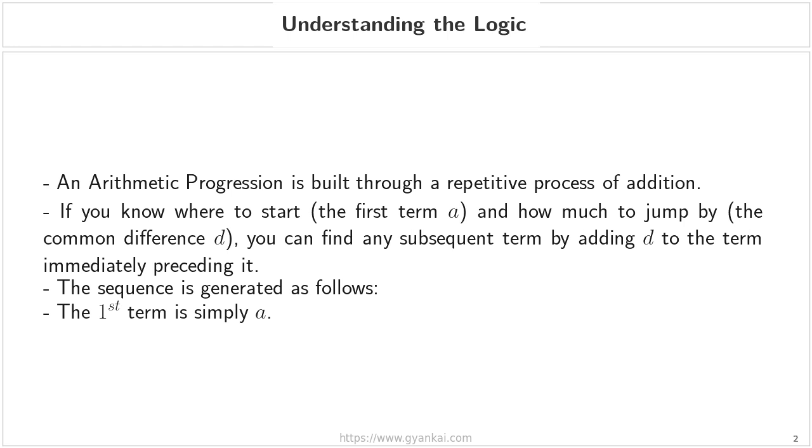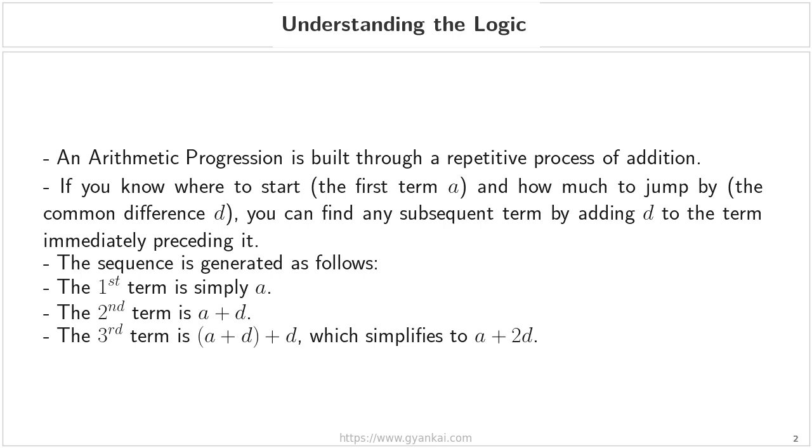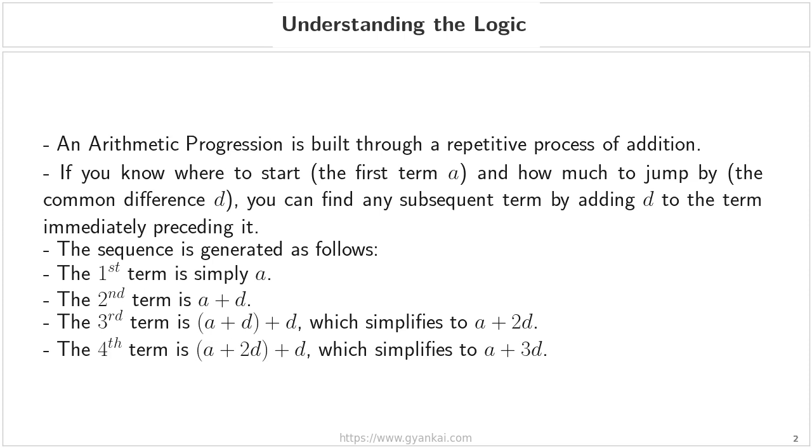The first term is simply a. To get to the second term, we take our starting value, a, and add the common difference, giving us a plus d. For the third term, we take that previous value, a plus d, and add the common difference once more. When we combine these, it simplifies to a plus 2d. Following this same pattern to find the fourth term, we take our third term, a plus 2d, and add d again. This simplifies to a plus 3d.